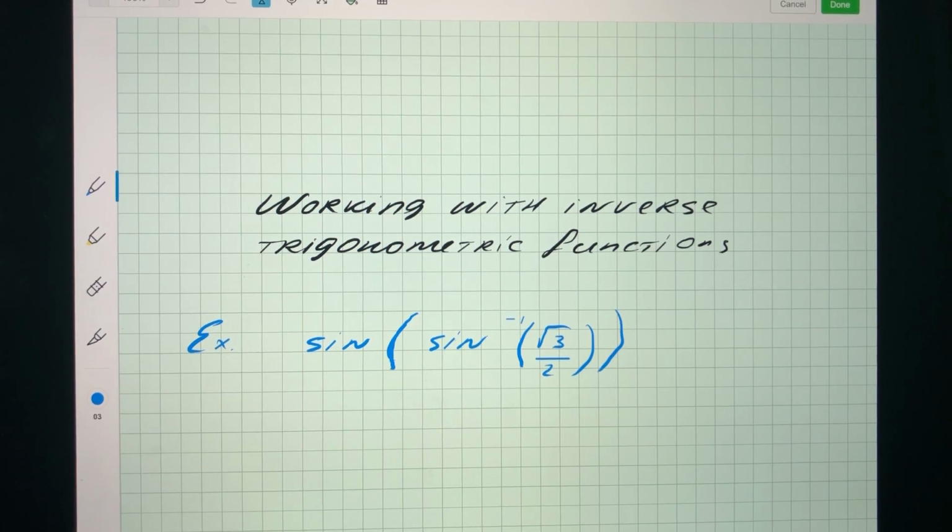Hello, in this video let's look at two examples of working with trigonometric functions. So here's the first one, sine inverse of square root of 3 over 2.